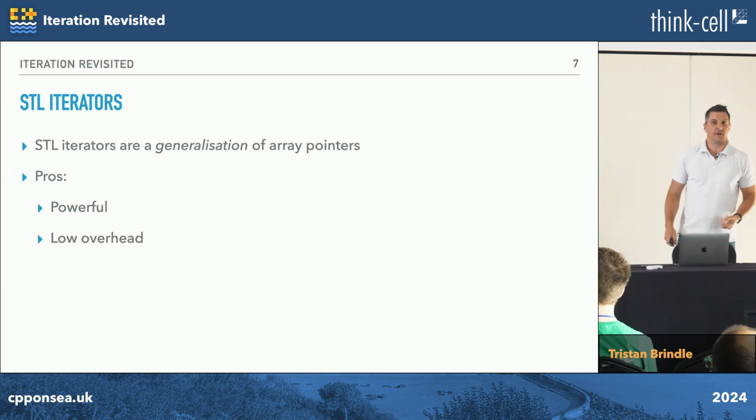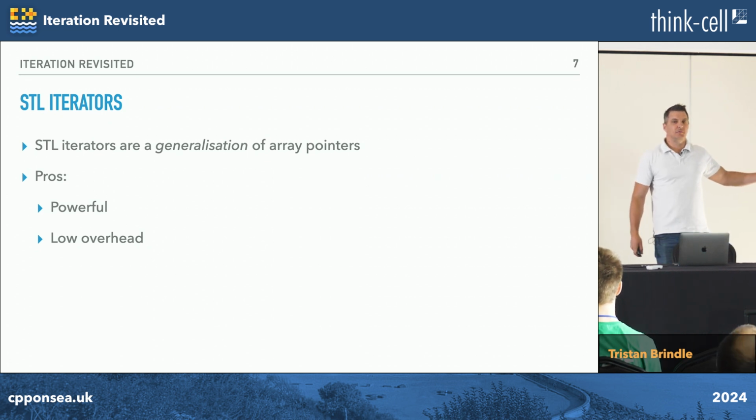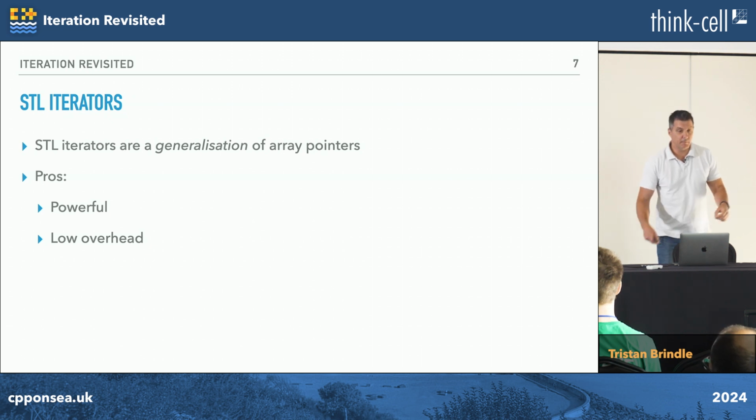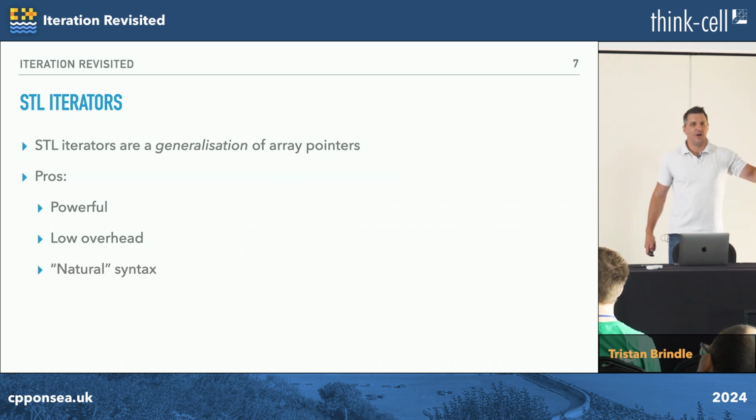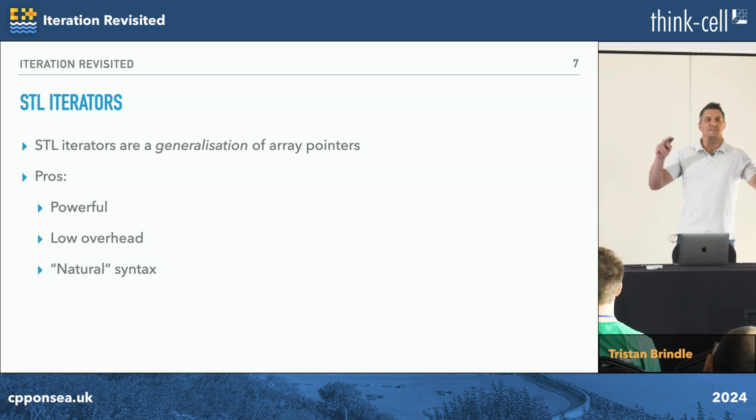It's a low overhead abstraction, right? This was particularly important back when compiler optimizers were nowhere near as good as they are now, because as we just saw, you can literally use a pointer as an iterator if you want to. This one's maybe a little more arguable, but iterators have a sort of natural syntax in the sense that they use the same syntax as built-in pointers do. Right, we use operator star to dereference, we use operator plus plus to increment.